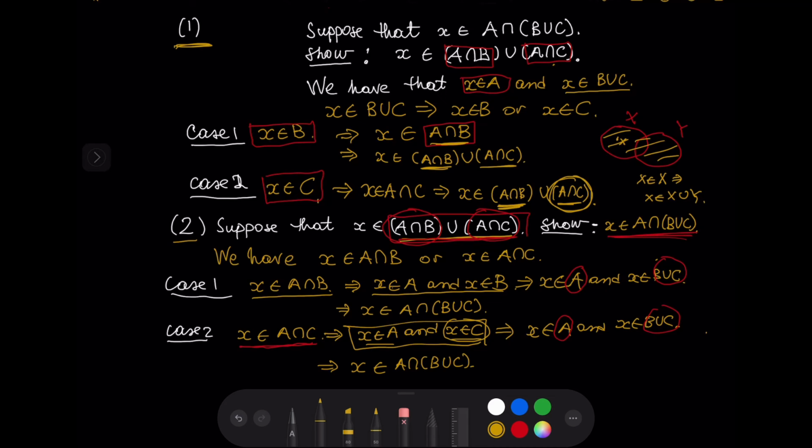And so in both cases, X is in the intersection A intersected with B union C, and this is exactly what we wanted to show. So this finishes the proof of inclusion 2, and it finishes the proof of equality 5, so QED.